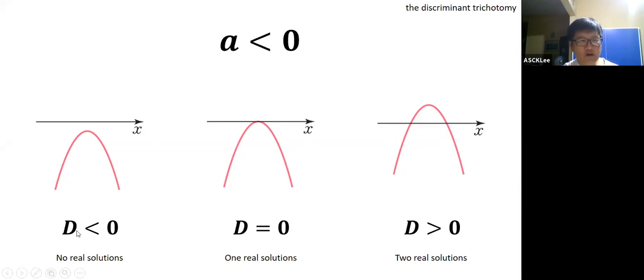So if your discriminant is less than 0, it's a negative number. Again, you have this situation where it misses the x-axis. You can see that it missed the x-axis. Here, it merely touches the x-axis. Here, it cuts the x-axis at 2 points. Your discriminant is greater than 0.